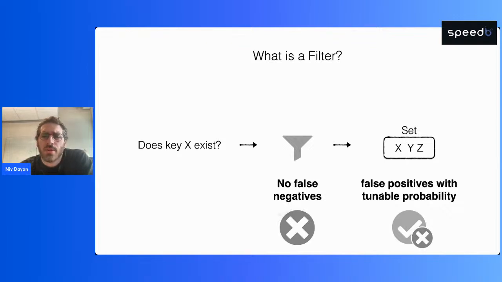Now, specifically, a Bloom filter cannot return false negatives, but it can return false positives with a tunable probability that depends on the amount of memory that it has been assigned.